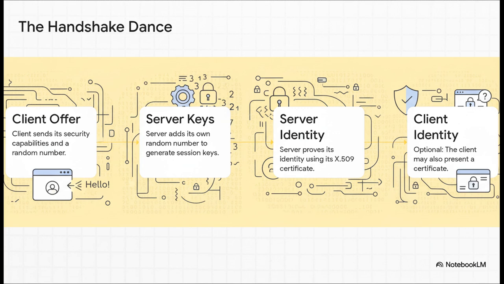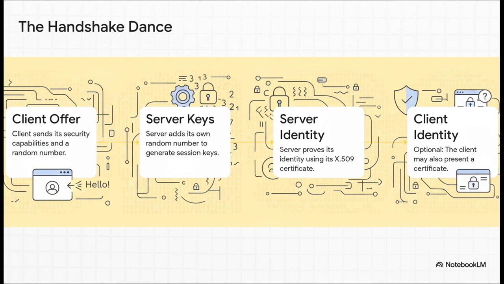First, your browser, the client, sends out a hello, but it's not just a simple greeting. As you can see in step 1, it's sending an offer with all its security tricks plus a random number. Then, in step 2, the server throws in its own random number, and they mix them together to cook up the secret keys for this one session.